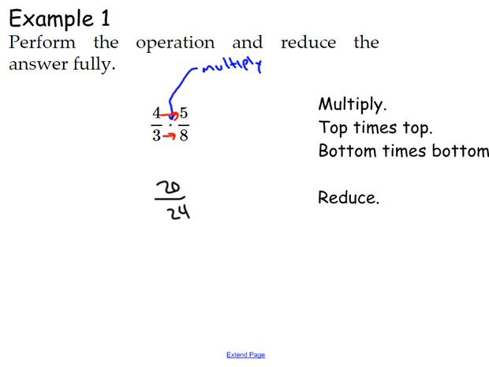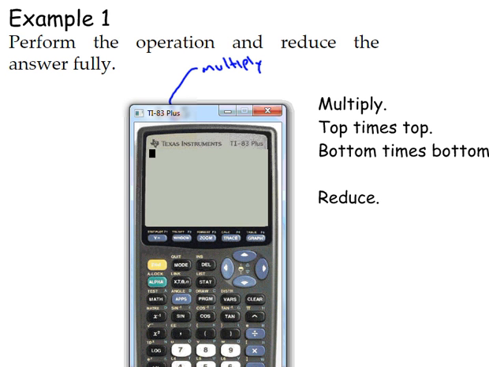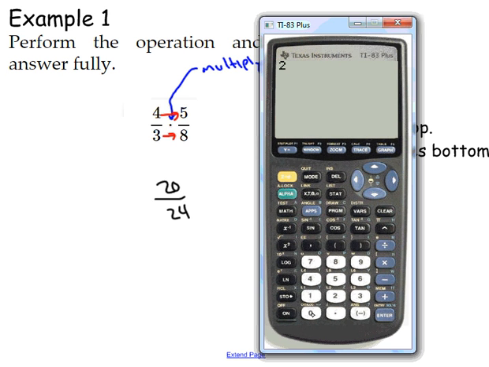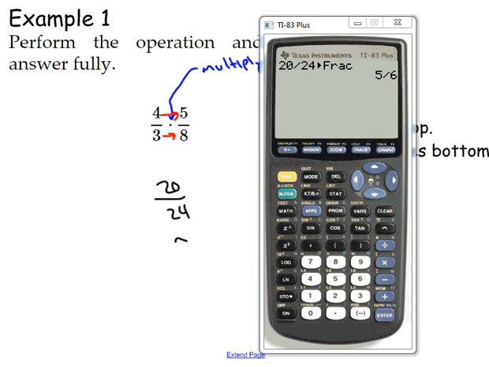So let's do that on the calculator. Get my calculator out. So we're going to type in 20 divided by 24, math, enter, enter, and we get 5/6. So 5/6 is our final answer.